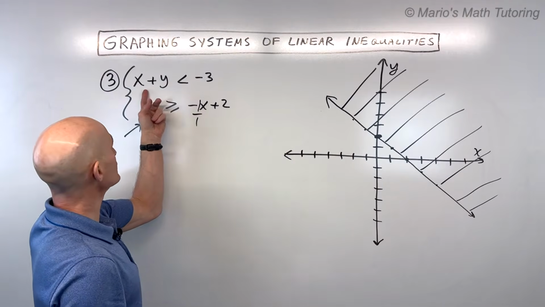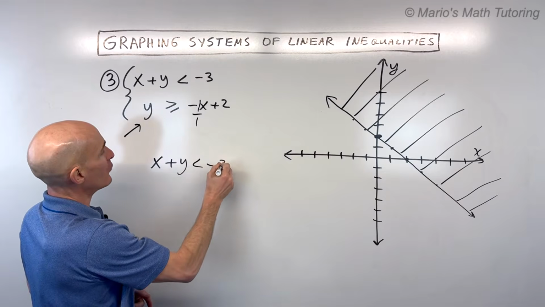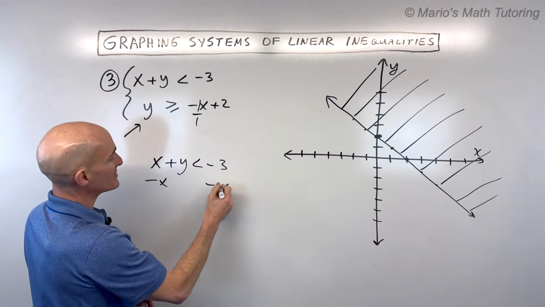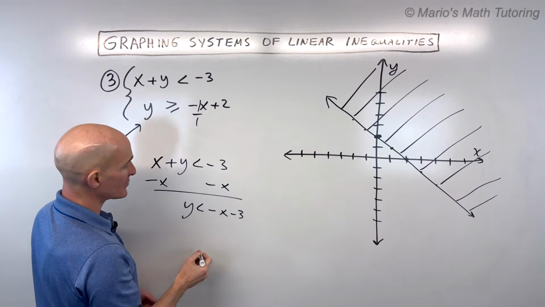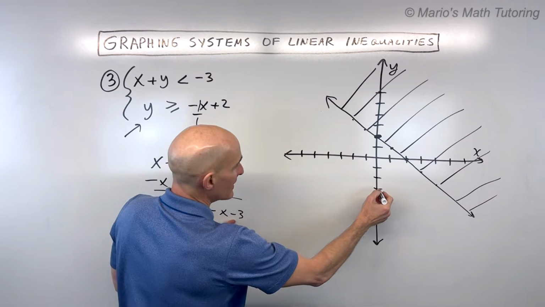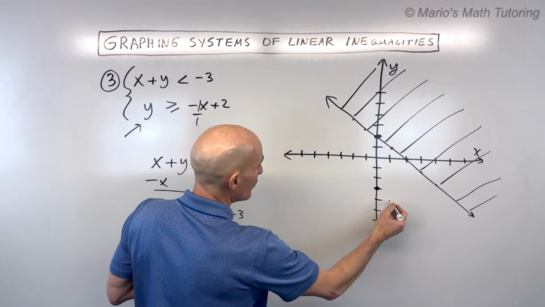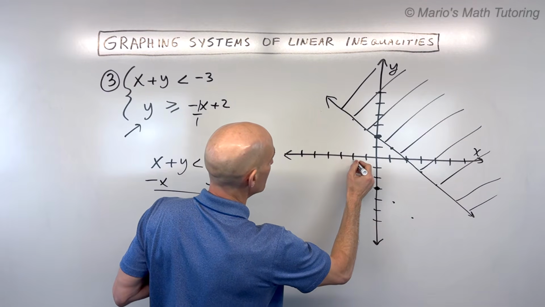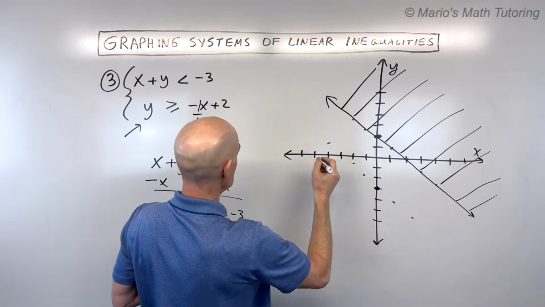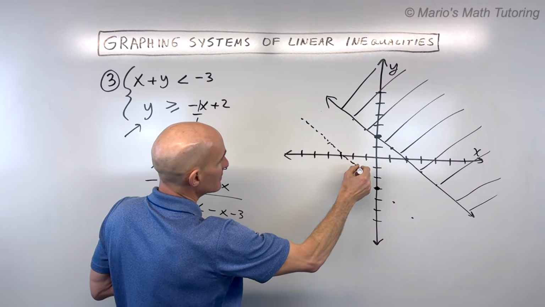Now for the first inequality, let's rearrange this to put it into the slope-intercept form. So let's subtract x from both sides. Now we have y is less than negative x minus 3. The y-intercept is negative 3, so down here. The slope is negative 1, so that's down 1 over 1, down 1 over 1. Or you can go up 1, left 1, up 1, left 1. Okay, like this. It's less than but not equal to, which means it's a dashed or dotted line, like this.